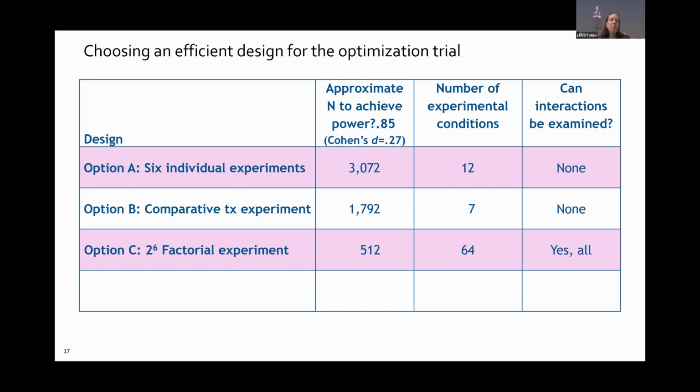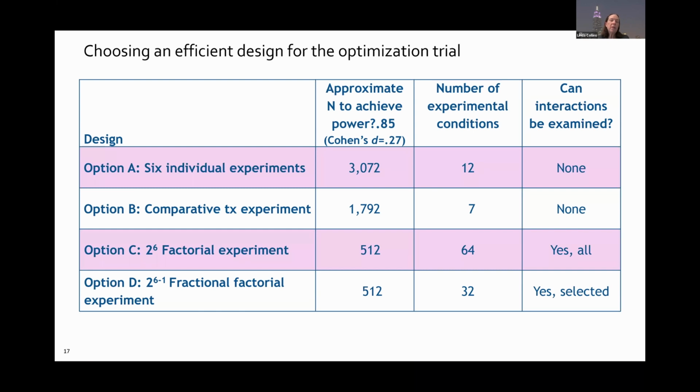The third option would be a 2 to the 6th factorial experiment. And it may surprise you to see that this experiment would require only 512 participants to power. However, the downside perhaps is that 64 experimental conditions would be required, but you could look at all the interactions, which there's some advantages to that.